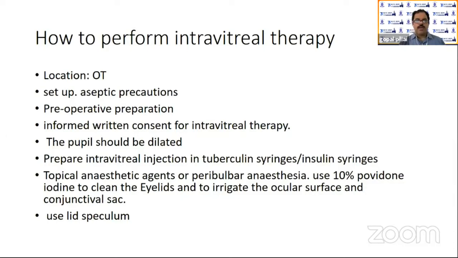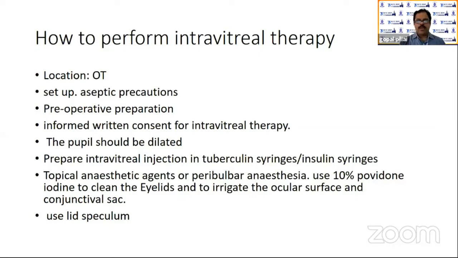We need a written informed consent for intravitreal therapy regarding which drug, the possible complications, the futility of treatment, and repeat injections which may be needed. All this needs to be highlighted. And if you are using an off-label drug, that also needs to be highlighted. The pupil is best dilated, and we have to prepare the intravitreal injection of a 1 cc syringe and a topical anesthetic agent or peribulbar anesthesia.